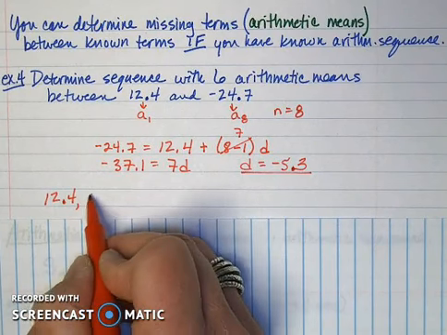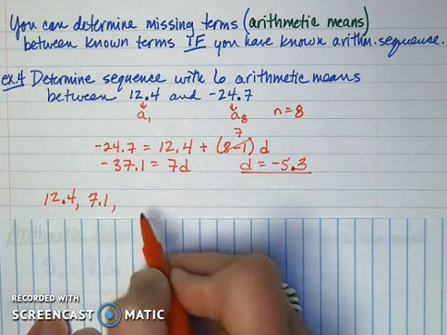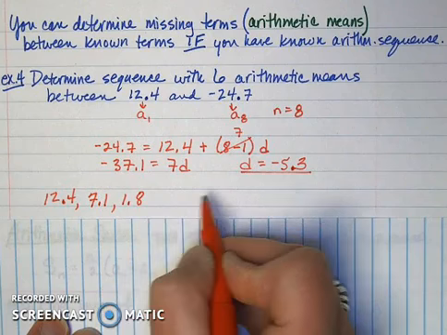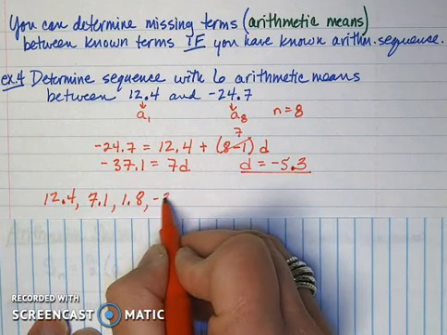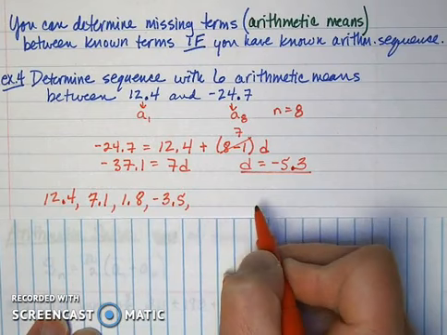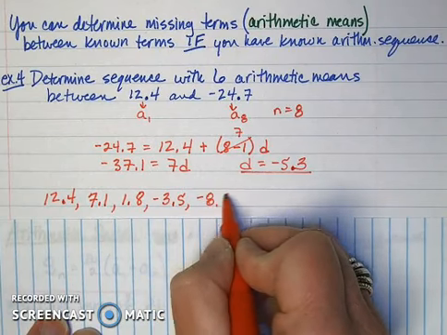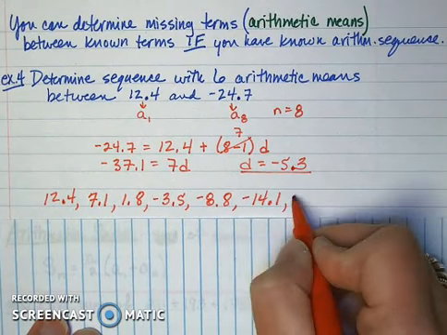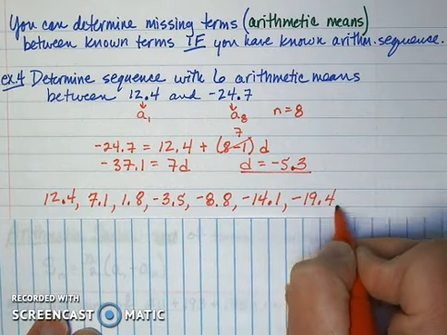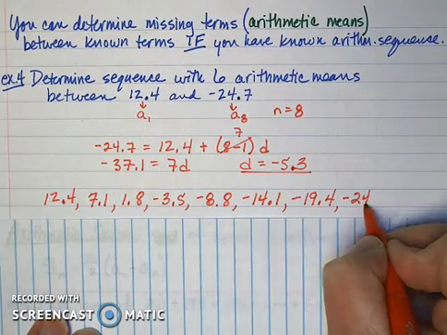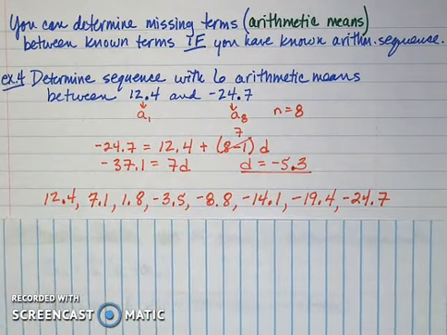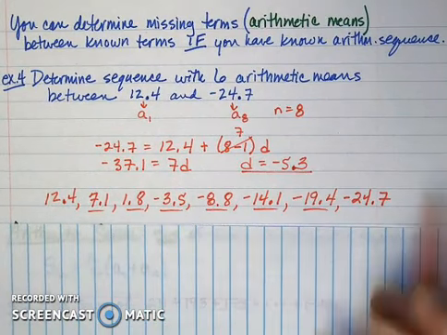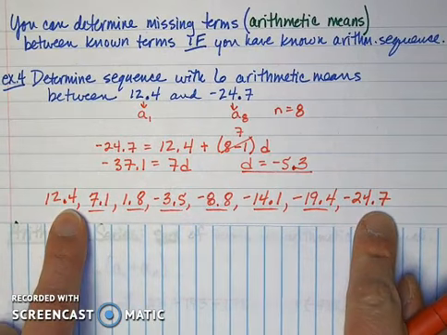The next term would be 7.1. Then if I subtract 5.3, I'm going to get 1.8. Subtract 5.3, I'm going to get negative 3.5. Subtract 5.3, it's negative 8.8. Subtract, I get negative 14.1. Subtract, I get negative 19.4. And subtract, I better get my negative 24.7, or I goofed. And I got that. So that gives you the 6 terms between the 12.4 and the negative 24.7.